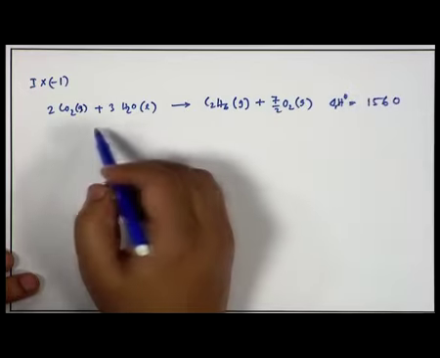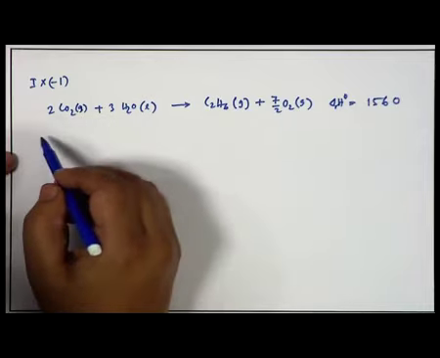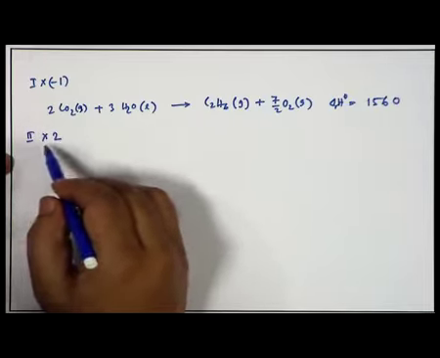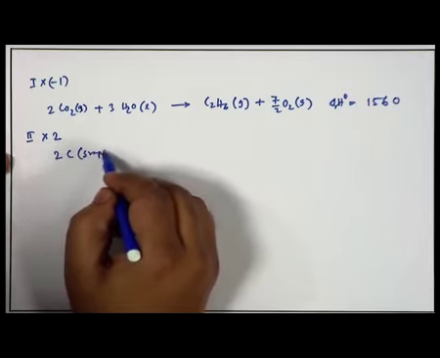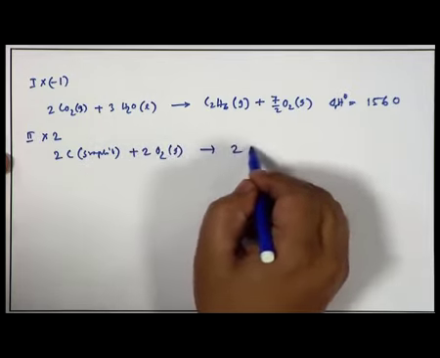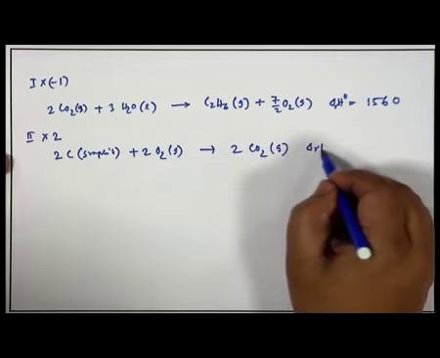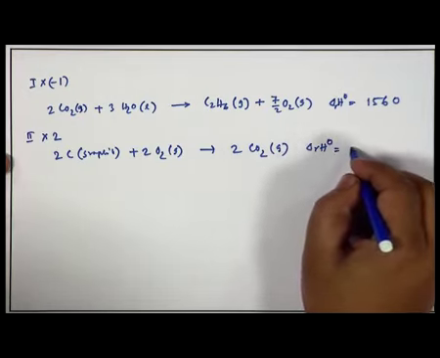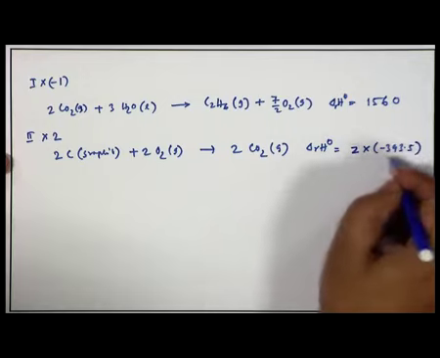Again, I am not writing the units, just for convenience. So, in the second reaction we will multiply by 2 to get 2 carbon graphite plus 2 O2 gas giving 2 CO2 gas, and it will be again twice the reaction we had. So, it will be twice multiplied by minus 393.5, which we had earlier.